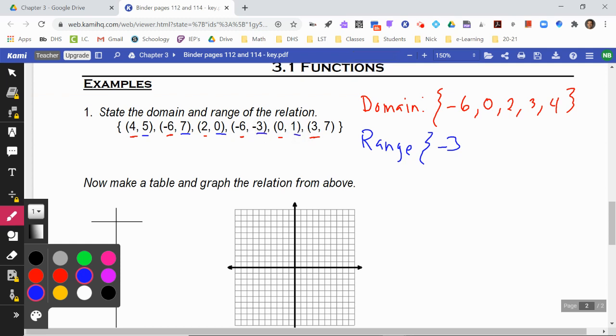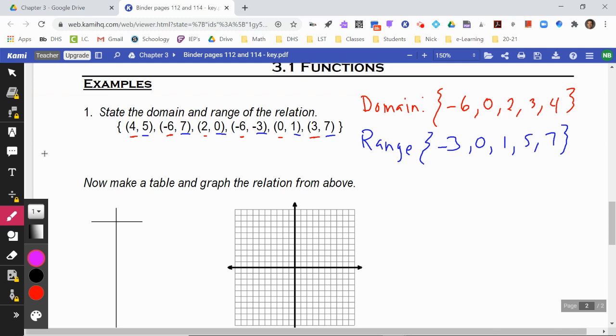Put these all in our blue here. And then we go to 0 is my next one. And I have 1. I have 5. And I have two 7s, but again, we're only going to list one of them. We're not going to repeat values within our range. We're not going to repeat values within our domain.